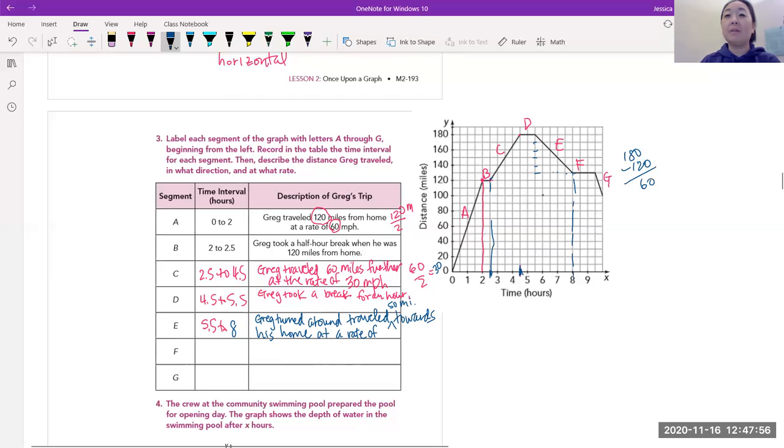And how long did it take him? From 5.5 to 8. So that's going to be 5.5, 6.5, 7.5, 2.5. Ooh, this is going to be weird. So 50 divided by 2.5. What is that going to be?